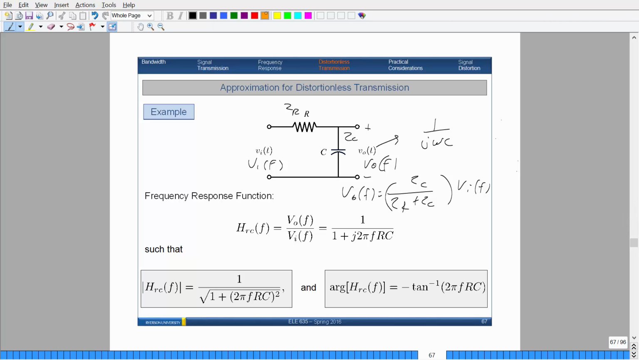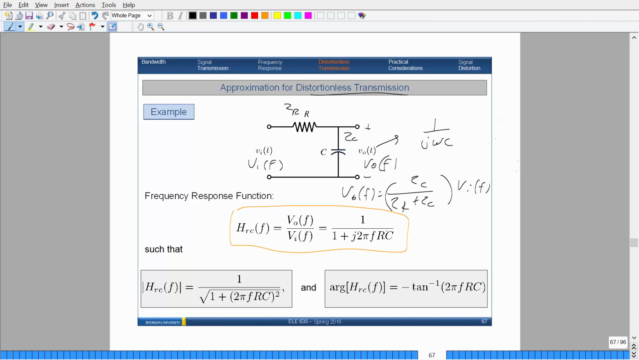So when you do this and you solve this, you'll get this guy over here. I won't show that for you because this is not a 302 course. I just wanted to show you an example of what it would be. You know, there are systems that can actually approximate distortionless transmission, and an RC filter is one of them. Okay, so when you find the actual transfer function and you want to take a look at what the output is, this is what you get.